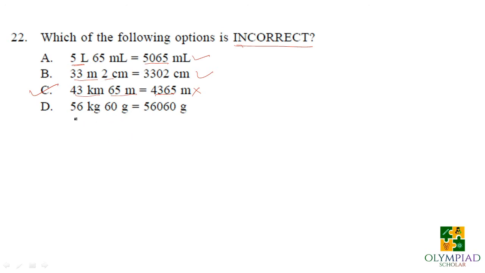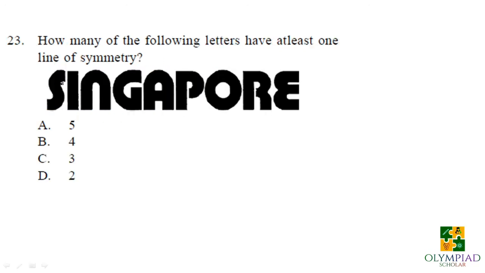Again, we will check the last, which is 56 kg, and 56 kg is 56,000 gram plus 60 gram, that is 56,060 gram. The answer is correct, but we have already got our option C is correct. So the next question, question number 23, is a little tricky question.